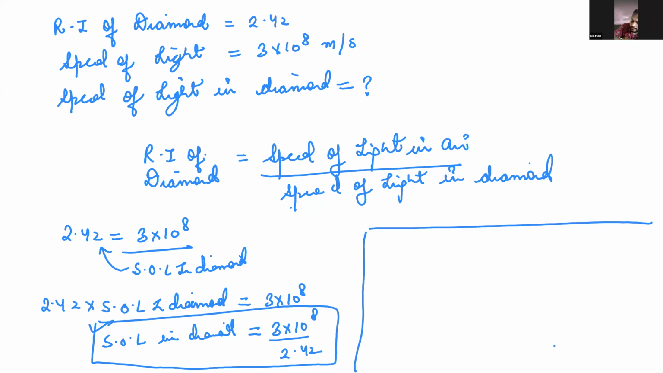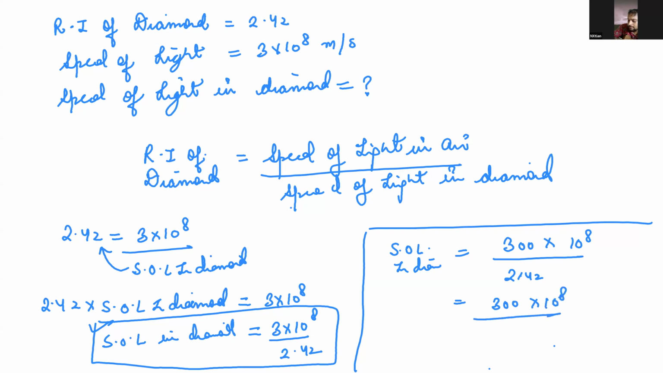Now we have to divide it. So how will we divide it? You don't have to touch the 3 into 10 to the power 8. Now 2.42 is given, so this decimal point will go and two zeros will come, because after the point two digits are there. So it will become 300 into 10 to the power 8 upon 242. Now you have to divide it and then you will get the answer.